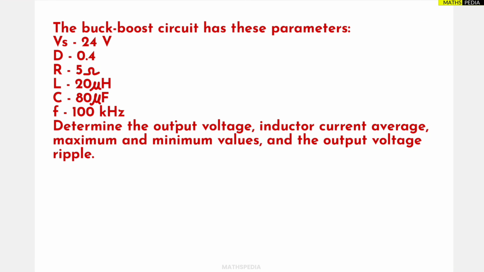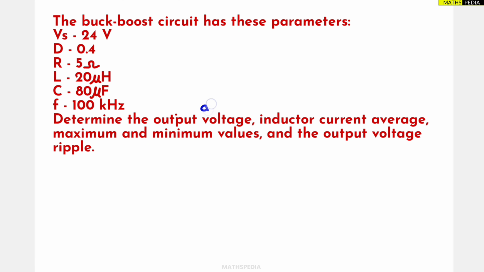So hey guys, in this video we are going to solve one problem based on the buck-boost converter. The output voltage of a buck-boost can be either higher or lower than the input voltage. The input voltage is given as 24 volts, and all the other parameters, D, R, L, C, F, are given. We have to determine the output voltage, average inductor current, maximum and minimum inductor current values, as well as the output voltage ripple. Very simple problem.